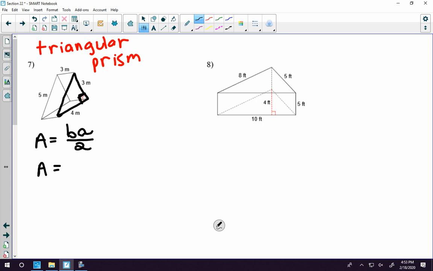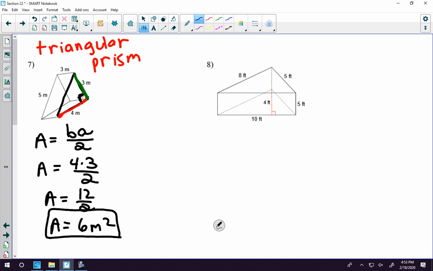The base and the altitude, or base and height, are always perpendicular to each other. So the base of the triangle is 4, and the height of the triangle, or maybe you want to say altitude, in green, is 3. So the area of this one of the bases is going to be 4 times 3 divided by 2. So the area of one of the bases, which is a triangle, is going to be half of 12. So the area of one of the bases is going to be 6 square meters. That's the area of one of the triangles, which is one of the bases.